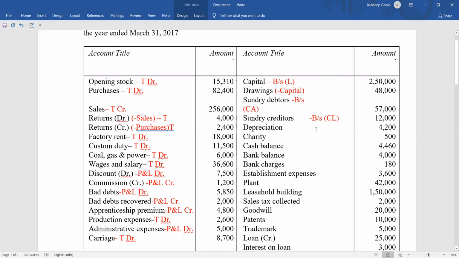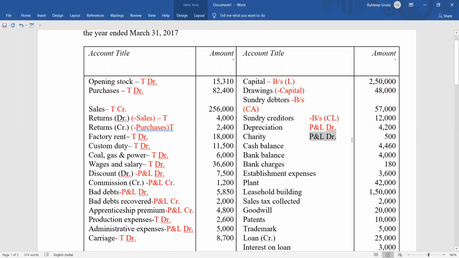Then coming to the next one, depreciation. Depreciation will go in the profit and loss account debit side. Now coming to the next one, charities. Charities are the same. They will also go in the profit and loss debit side.